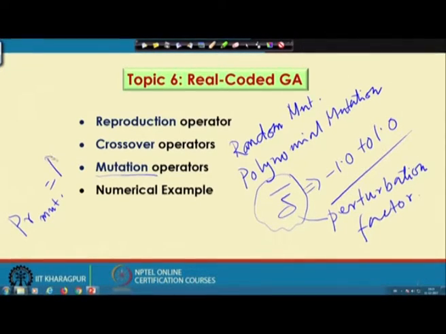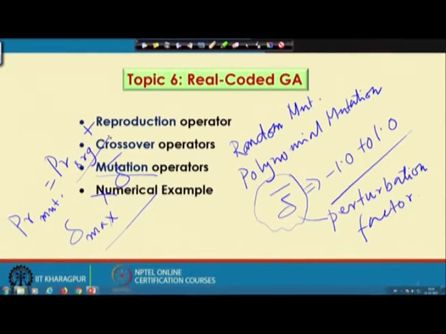Depending on the value of this perturbation factor, we find the parent mutated, which is nothing but the parent original plus your delta max, that is the maximum value of this perturbation, times your perturbation factor delta bar. So, using this formula, we can find out what should be the mutated solution.